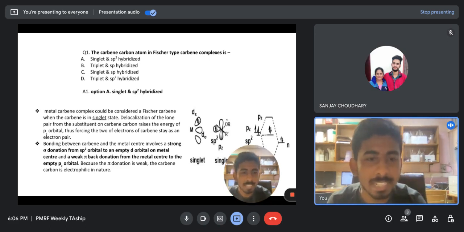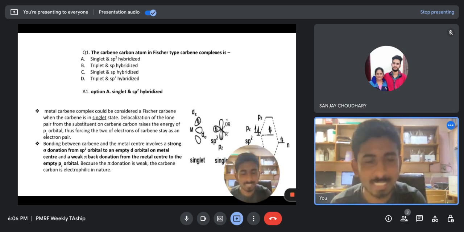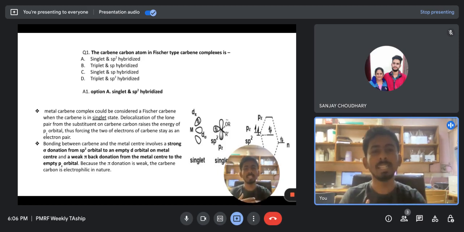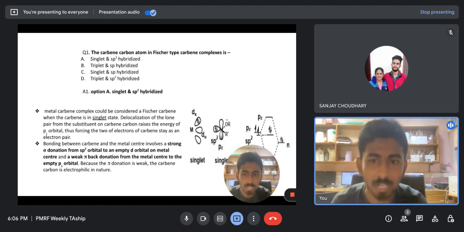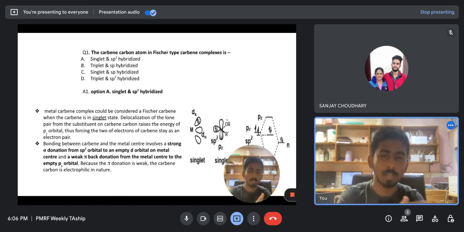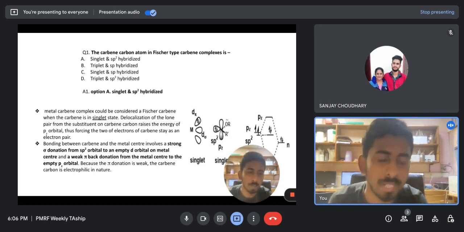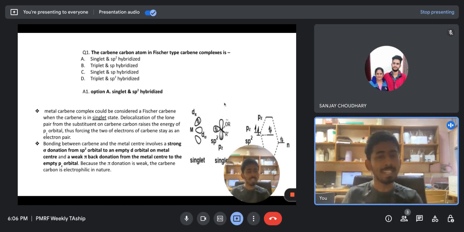So here in the back bonding, what happens? Firstly, from the filled sp2 orbital of the carbene ligand or Fischer carbene ligand, the metal d sigma is accepting the electron, and then from the filled d pi orbital on the metal center, a weak pi back donation is happening to the empty pz orbital of the carbene. Here, why is it weak?